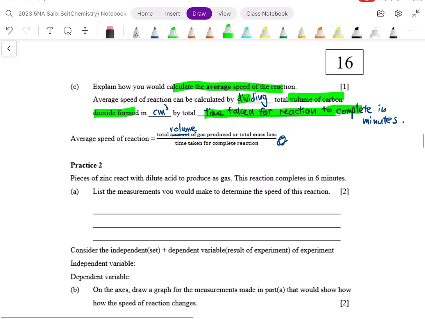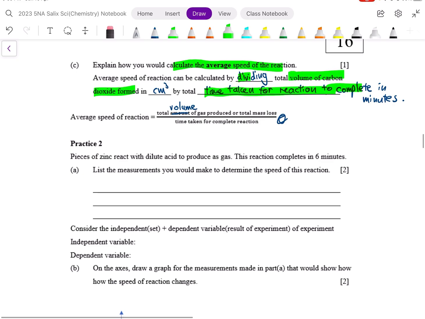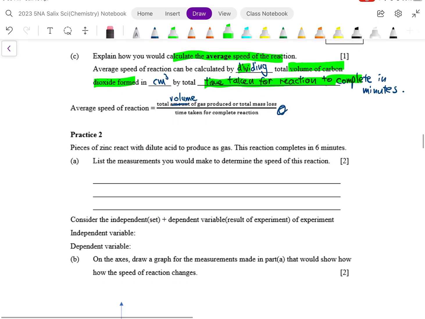Then for practice 2, you have pieces of zinc reacting with dilute acid to produce a gas. This reaction completes in 6 minutes. List the measurements you would make. Now they want the measurements that you will make to determine the speed of reaction. In this case, think of the independent variable and dependent variable. So you have two things to measure.